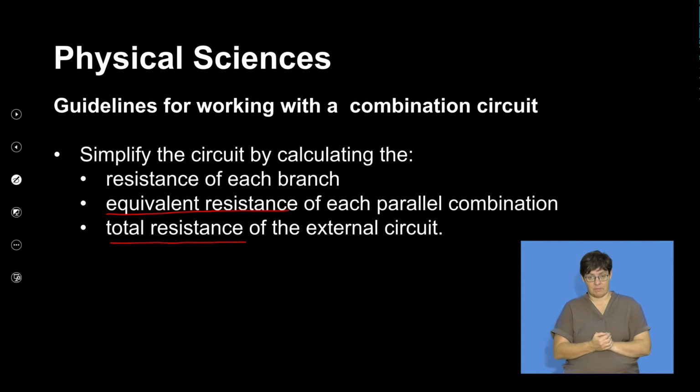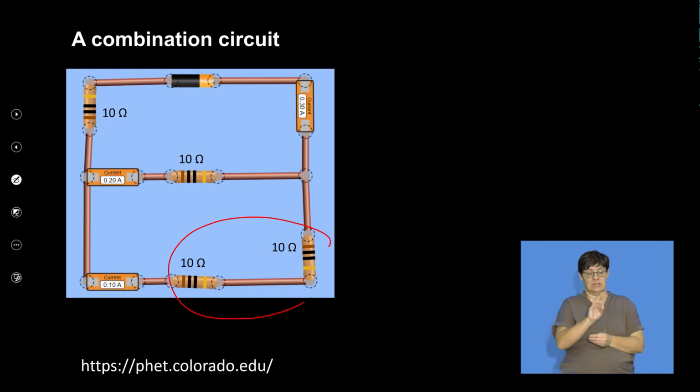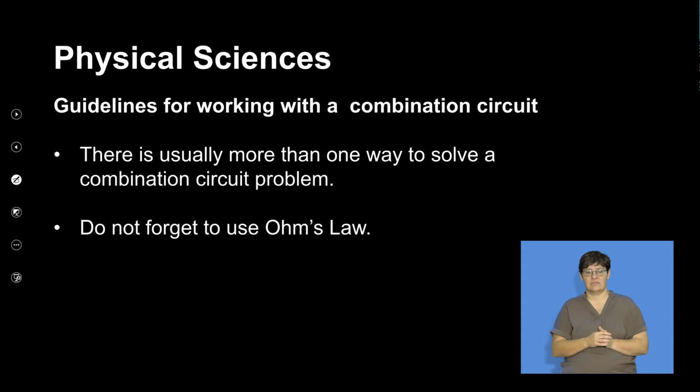So in these examples that we use, we ignored the magnitude of the internal resistance of the battery. These are just a simple example to say the 10 and 10, these two, give us the 20 ohms. So this 20 ohm is in parallel with that. That's what we mean as an example of simplifying the circuit. There is usually more than one way to solve combination circuit problems, but we also need not forget the use of Ohm's law, V equals I times R.